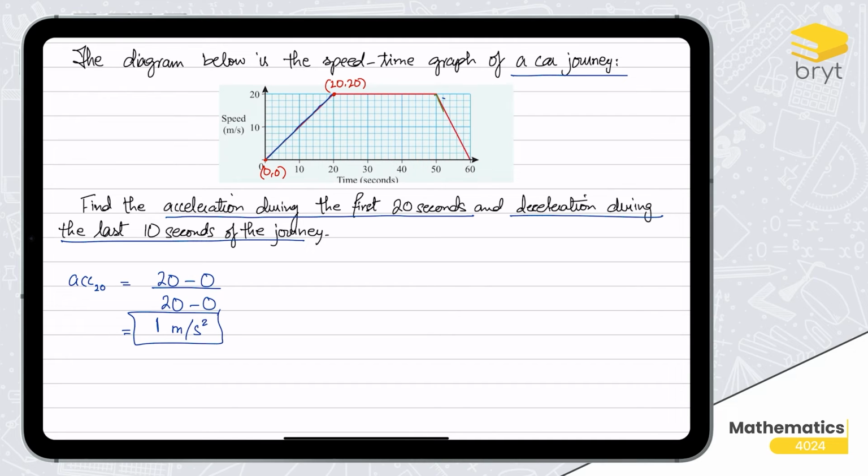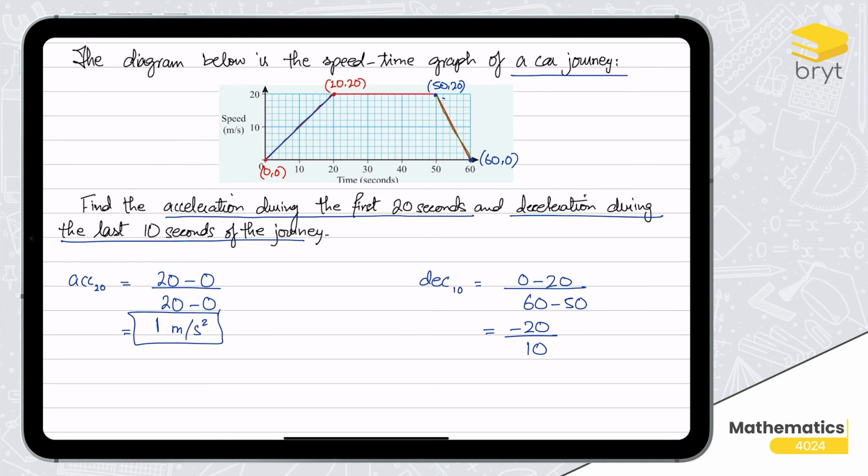Let's find out the deceleration in the last instance, in the last 10 seconds. For that, again, we will have to mark two coordinates. This would be 50, 20, and this one will be 60, 0. So the deceleration for the last 10 seconds would be y2 minus y1, which is 0 minus 20, all over x2 minus x1, which is 60 minus 50. That means minus 20 over positive 10.